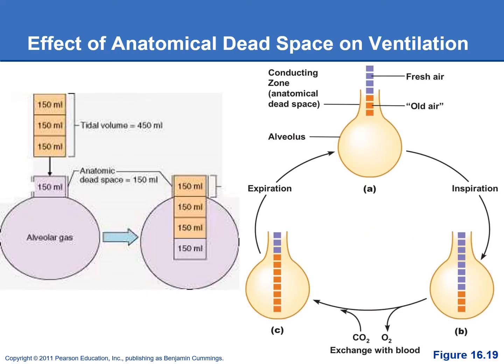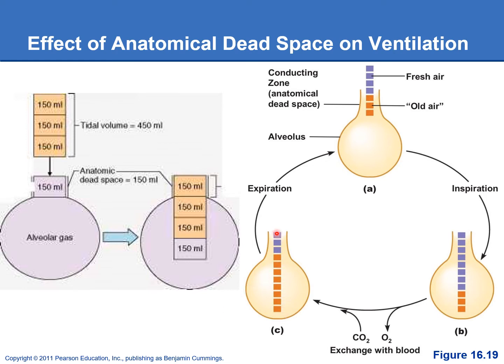So let's take a look at what happens with the effect of the anatomical dead space on ventilation. Let's start down here on C. And the orange air is the old air. So we've already done our gas exchange, the oxygen has left, entered the blood, and we've taken the carbon dioxide from the blood and put it into the alveoli.